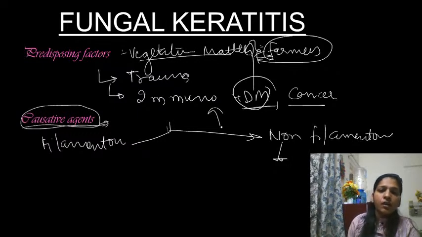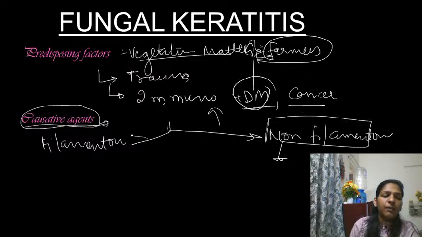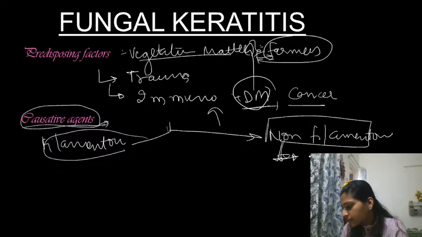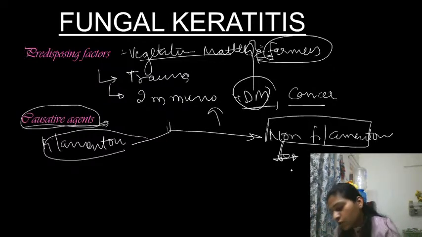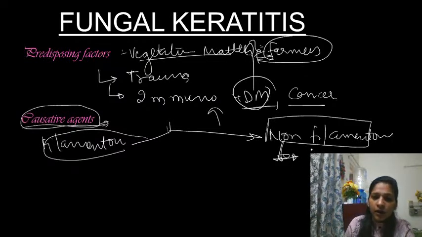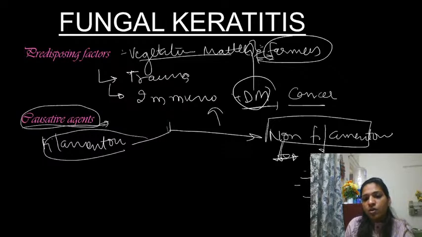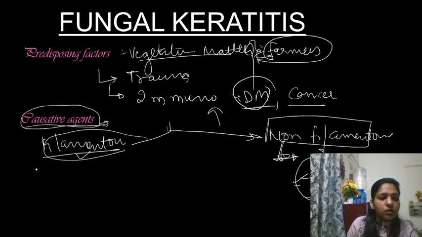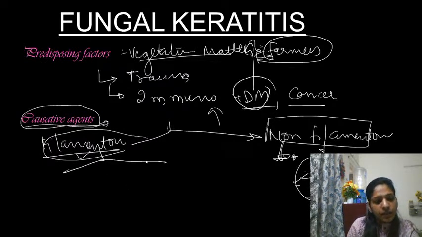Now coming on to the filamentous and non-filamentous causes of fungal keratitis. First tell me what are the examples of non-filamentous fungi. Yes Devansh, you are right, the most common is filamentous, that is aspergillus. I am coming to it, but first you have to tell me the non-filamentous, that is yeast and candida. You people are studying microbiology also, so you have to tell me the microbiology along with ophthalmology.